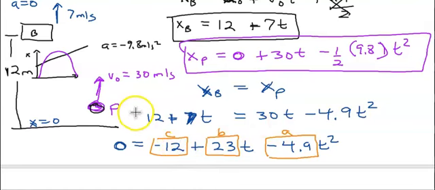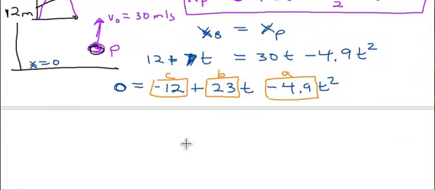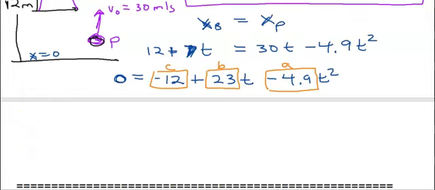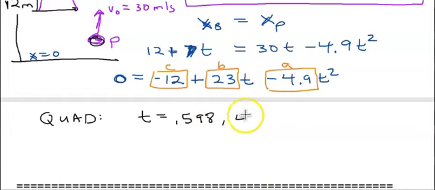If you brought everything over to the left, you would have A is positive 4.9, B is negative 23, C is 12. If that happened to you, I'm saying that out loud so that that's fine. You will both get the same answers, right? As long as you have all of these opposite signs, it's fine. And then you put that in your quadratic solver, which you will absolutely use on the test, because that's a good skill, and you get the first collision time is at 0.598, and the second collision time is at 4.10.